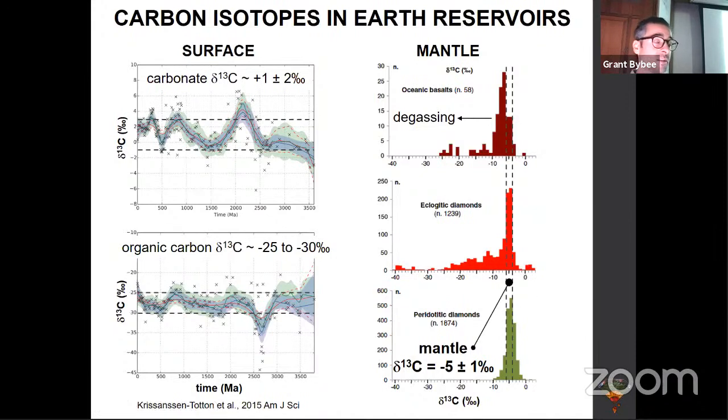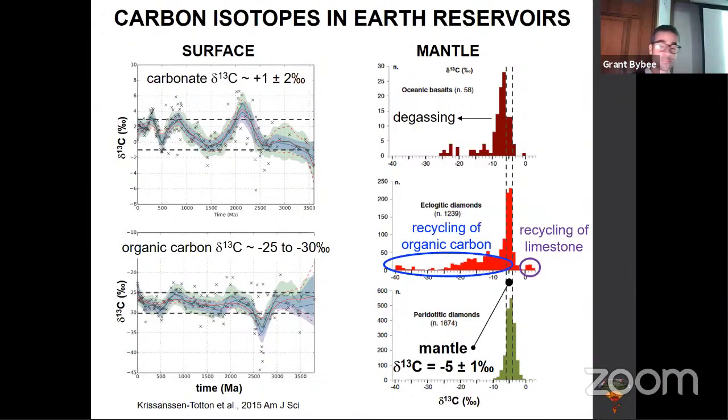Eclogitic diamonds are diamonds that are commonly considered to be, in most parts, connected to deep subduction of crustal material, based on their inclusions, but also based on oxygen isotopes of their inclusions, sulfur isotopes of their inclusions, and carbon isotopes of the host diamonds.